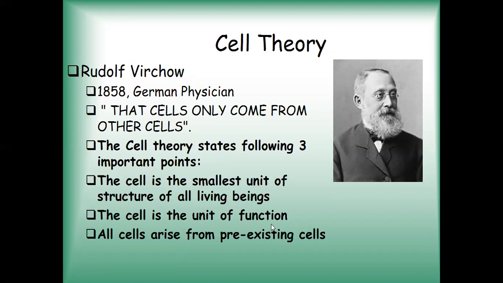The cell is a unit of function. That means all the functions that happen in our body are because of the cellular activities that are taking place inside our body. And all cells arise from pre-existing cells. As I told you, a new cell is always formed from the pre-existing ones.